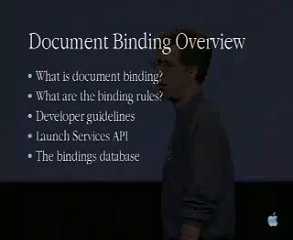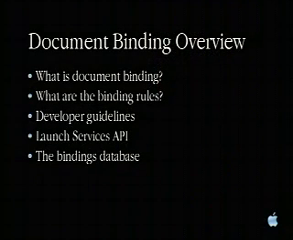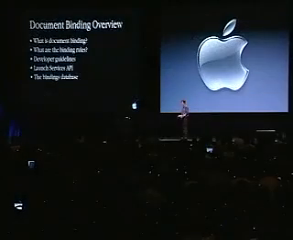Then in the second half, I'd like to go into document binding, in which we talk about what exactly document binding means, how it works on macOS 10, and therefore what guidelines you should follow when saving new documents from your applications. Finally, I wanted to give a quick overview of the capability of this new API called Launch Services, which essentially provides the binding service on 10, and look at how you can make sure that your application, once it's installed, is also in the bindings database.